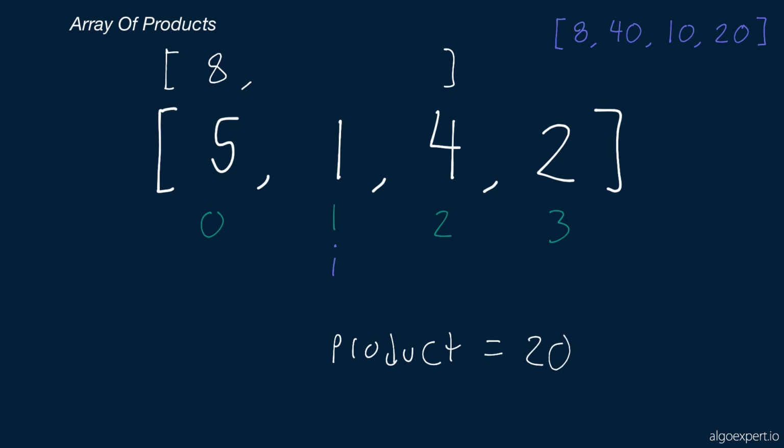And then we move j over again. j now comes over here to this last value. We see this is a 2. i is not equal to j. And so we multiply our product by 2. That's going to give us a product of 40.